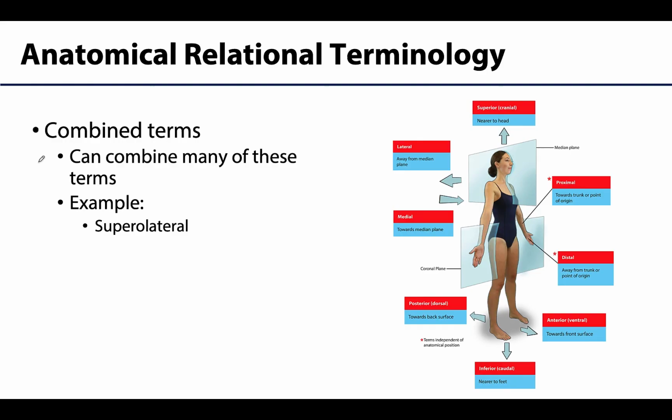One last thing I want to touch on before we finish is that you can absolutely combine these terms to be more descriptive and more exact. So you could combine, one example I just have here, which is only one example, is superior-lateral. So you're combining superior and lateral. So you could say the eyes, say, are more superior-lateral to the nose, all right? Because the eyes are superior as well as lateral to the nose. So you can absolutely combine these terms to be more exact in your descriptions.